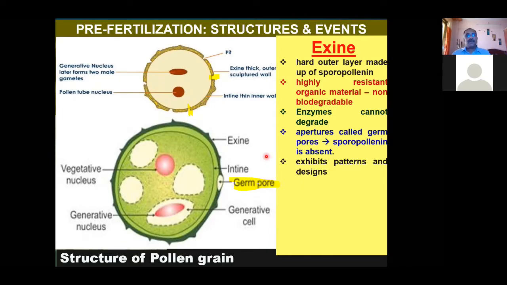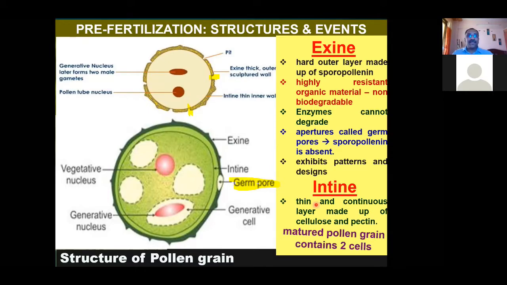Now you see what the inner layer is. You can notice that compared to the outer layer, it is thin in nature. It is thin, and it is made up of two substances: one is cellulose and the other is pectin. It is a polysaccharide.